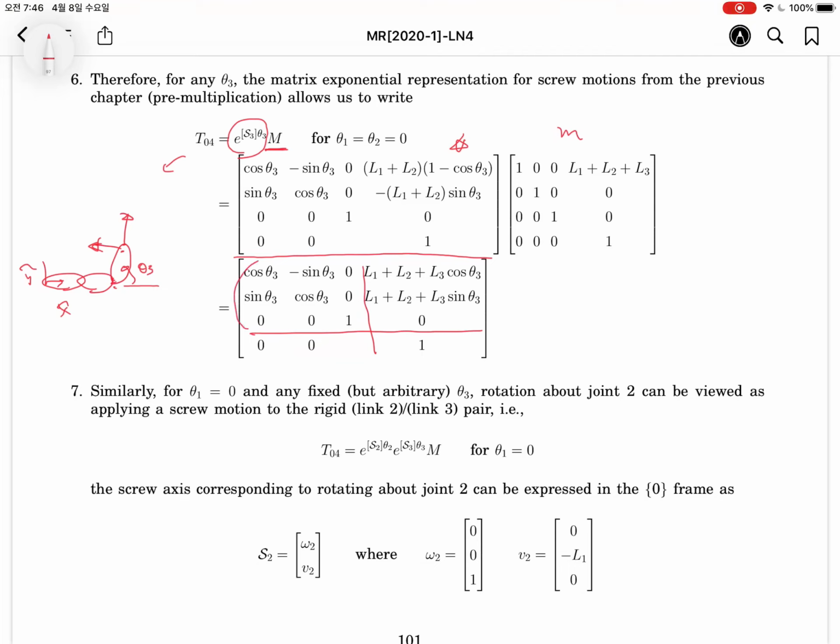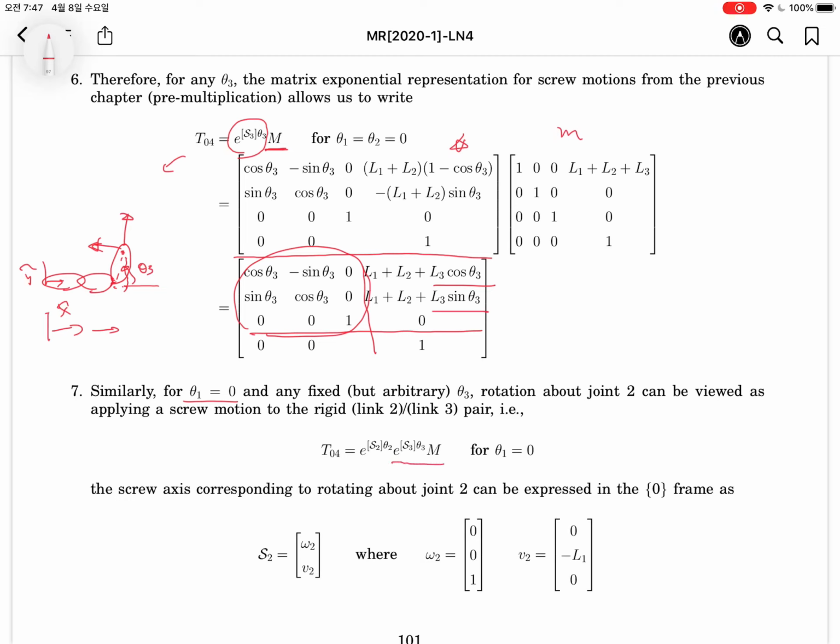So the rotation matrix will be this one. How about the position? L1 plus L2 plus L3 cosine and L3 sine. So like this, we can get the x component and y component. Okay, going forward, theta 1 is 0, but theta 2 and theta 3 can be movable.